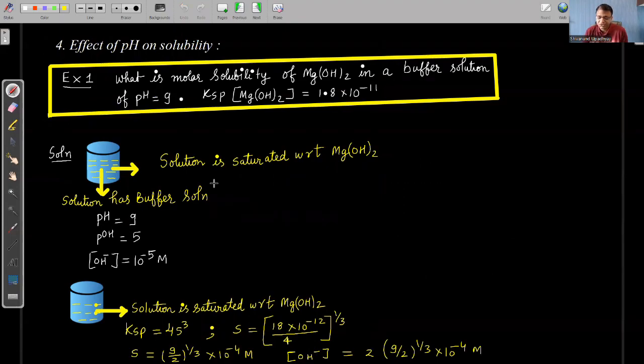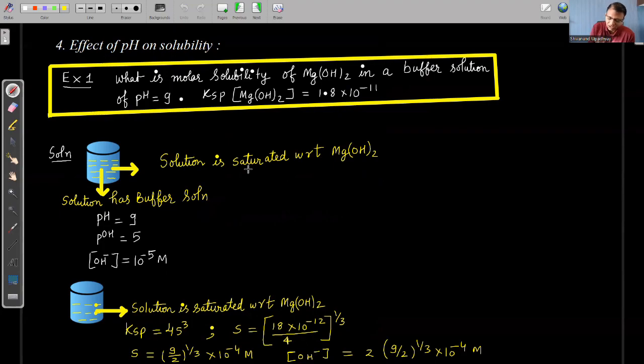There are many good questions based on this. So we are starting with the first type of question asked regarding the effect of pH on solubility. Let me read the question. Example 1. What is the molar solubility, means molarity, of magnesium hydroxide in a buffer solution of pH 9? Ksp of magnesium hydroxide is equal to 1.8 into 10 to the power minus 11.